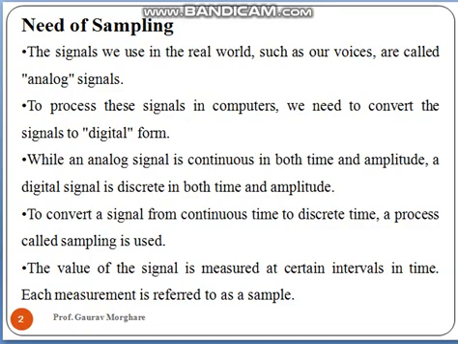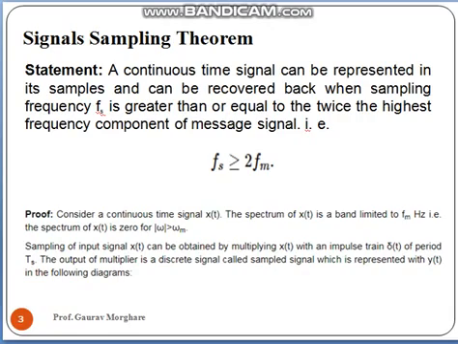To convert any signal from continuous time to discrete, we use the sampling process. The measurements at certain intervals of time, we call those the samples. So the sampling theorem's statement says that any continuous time signal which can be limited or represented by its samples can be recovered back only when the sampling frequency fs is greater than or equal to twice the highest frequency component present in this signal.